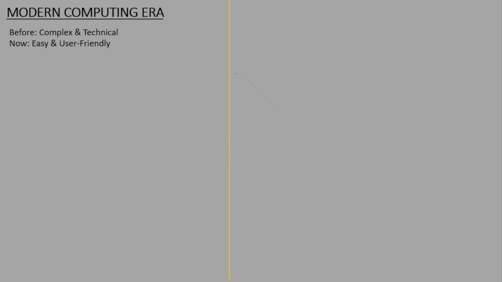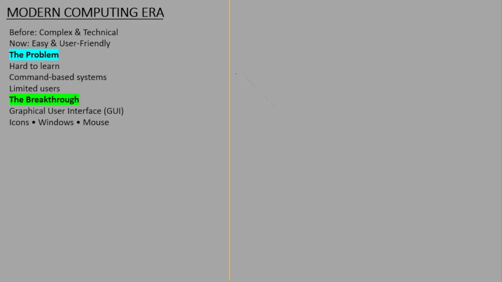Here is something interesting. In the past, using a computer was not easy at all. It required time, training, and sometimes even professional help just to perform basic operations, right? Early computer systems were not designed for everyday people. You had to type commands, remember instructions, and understand technical details. So only trained professionals could really use them effectively.